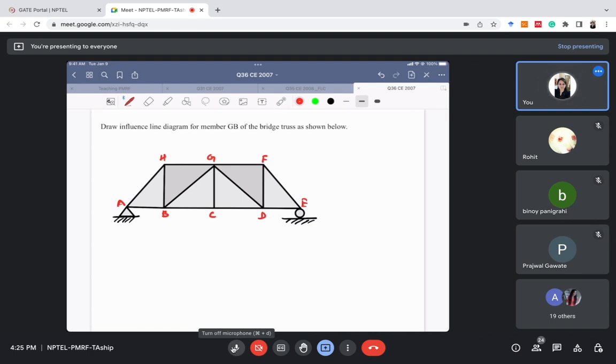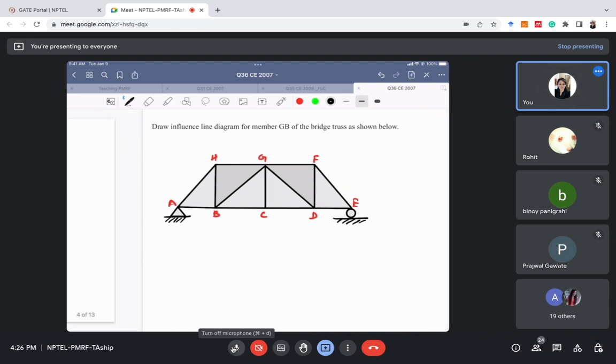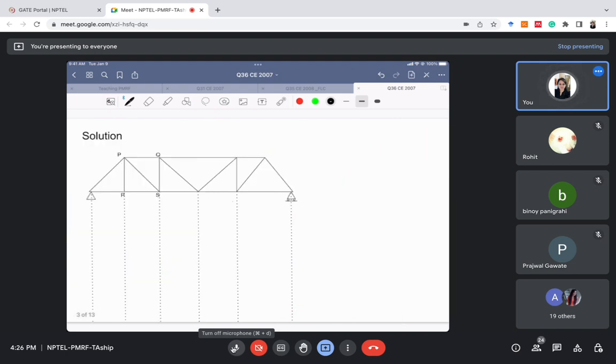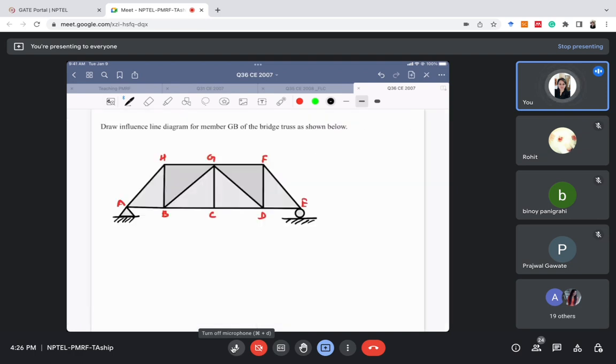Here we need to draw the influence line diagram for member GB. The first step is to calculate the reactions. Reaction calculation is only necessary where we need to know the values. For example, if some values like 0.8 or 0.2 had been given to us in different options, then only we need to calculate the reactions. Otherwise, it is not even necessary. Still, the first step is to calculate the reactions.